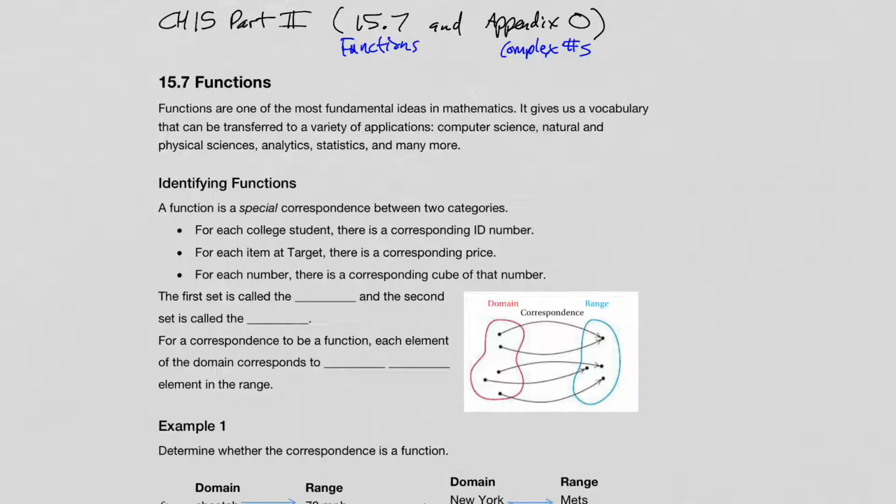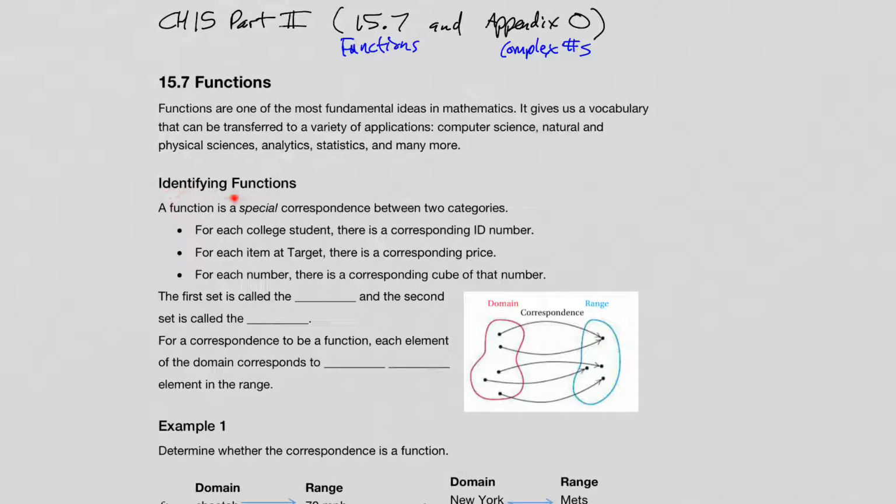Okay, so what are functions, guys? Well, functions are actually one of the most important ideas in mathematics. It's very foundational in equations and modeling the real world. All right, it gives us a vocabulary that can be transferred to a variety of applications. You got computer science, natural and physical sciences, analytics, statistics, and many, many more.